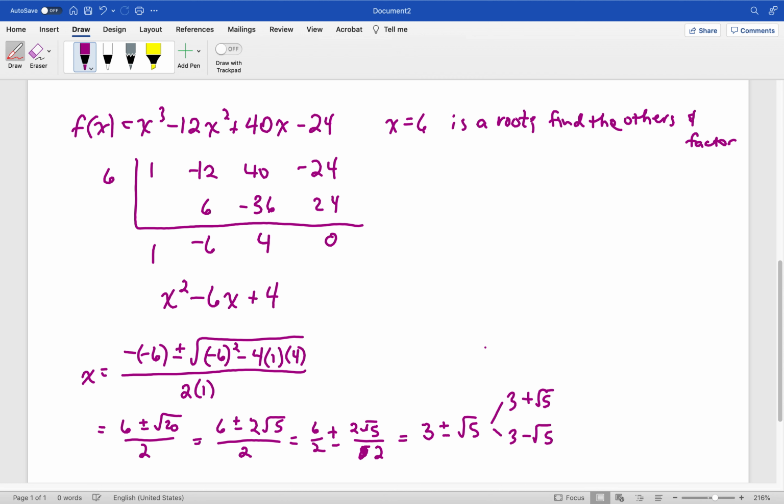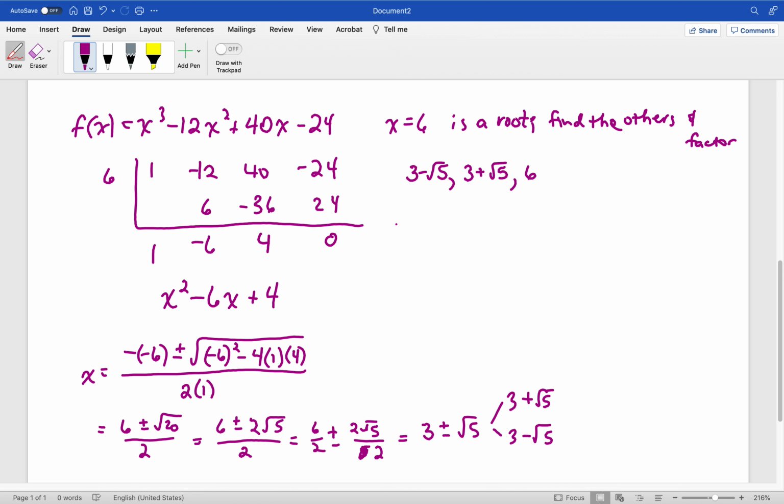So our roots are 6 and 3 plus the square root of 5 and 3 minus the square root of 5, okay? So if we were going to write these in order, 3 minus the square root of 5 would be the smallest one. 3 plus the square root of 5, now the square root of 5 is a little more than 2, so we know that 3 plus the square root of 5 is a little smaller than 6, and those are our roots in order.